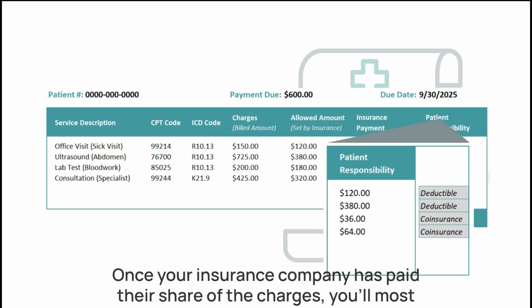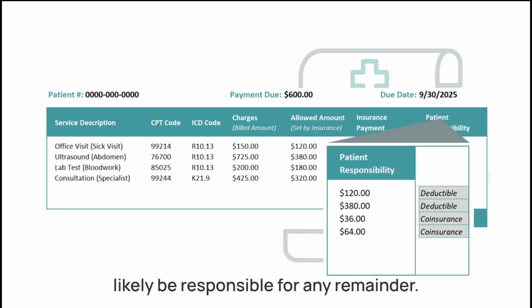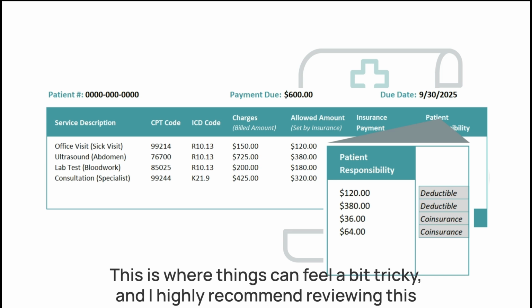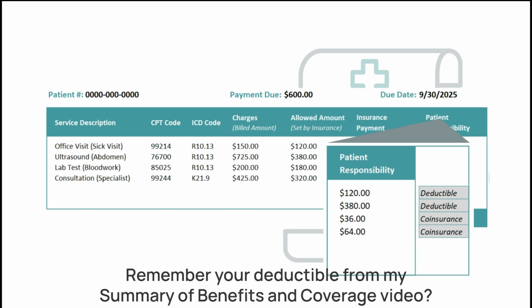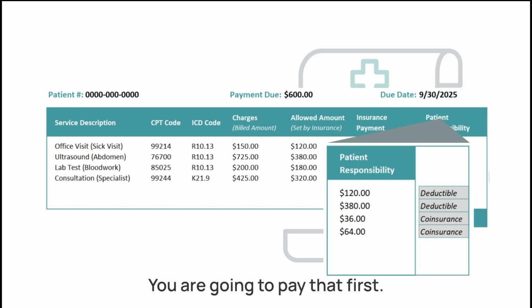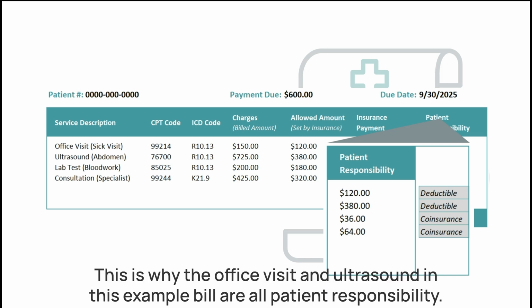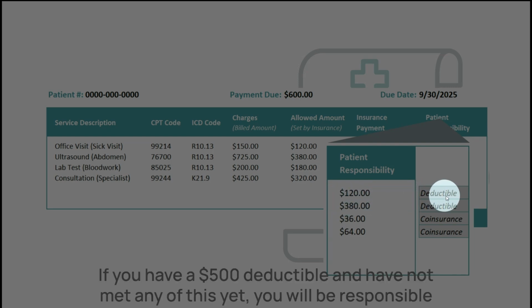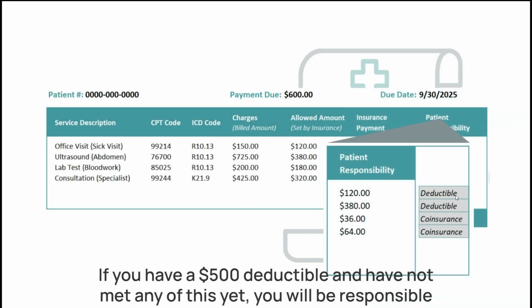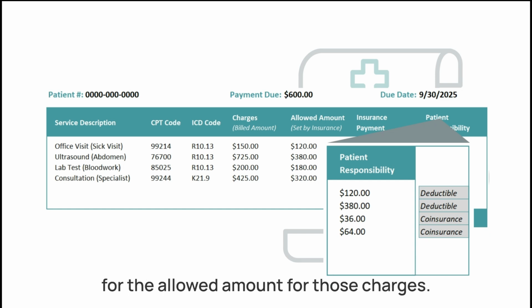Once your insurance company has paid their share of the charges, you'll most likely be responsible for any remainder. This is where things can feel a bit tricky, and I highly recommend reviewing this portion with your explanation of benefits. Remember your deductible from my summary of benefits and coverage video? You're going to pay that first. This is why the office visit and ultrasound in this example bill are all patient responsibility. If you have a $500 deductible and have not met any of this yet, you will be responsible for the allowed amount for those charges.